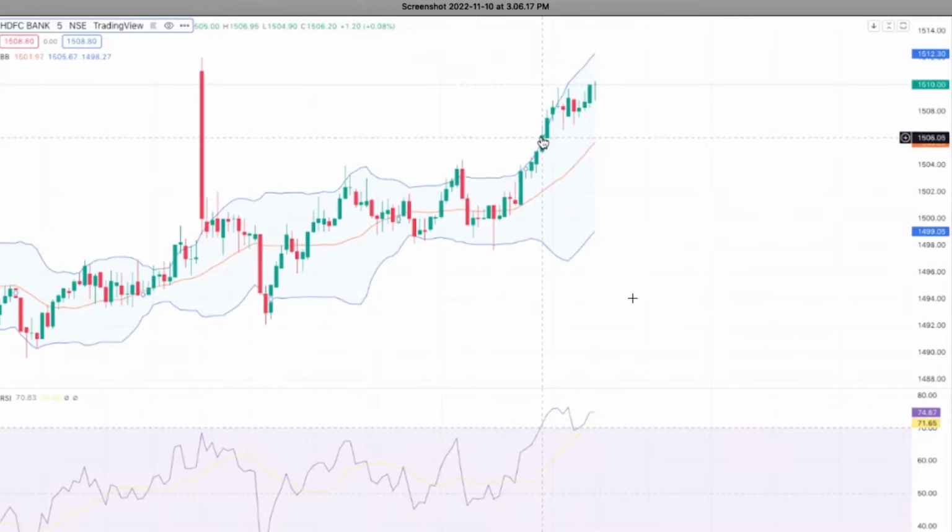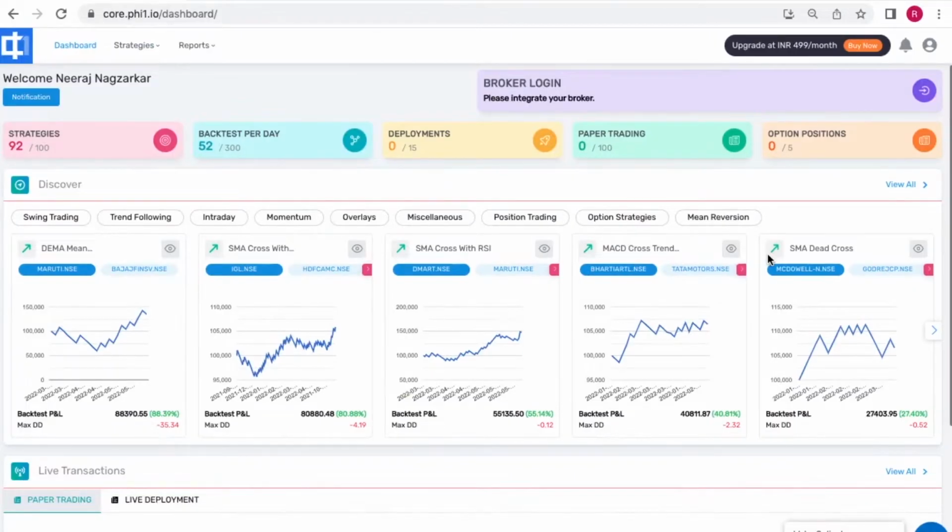So in our strategy today, we're going to take a buy position when the RSI crosses over 70 and the closing price of the stock crosses above the upper band. And we exit when our stop loss or take profit condition is met. Now let's go to the platform and try this strategy for ourselves.